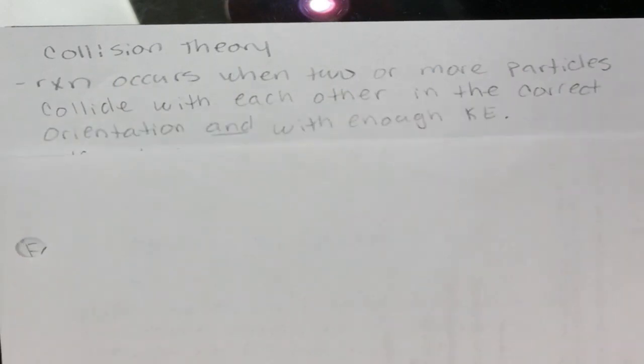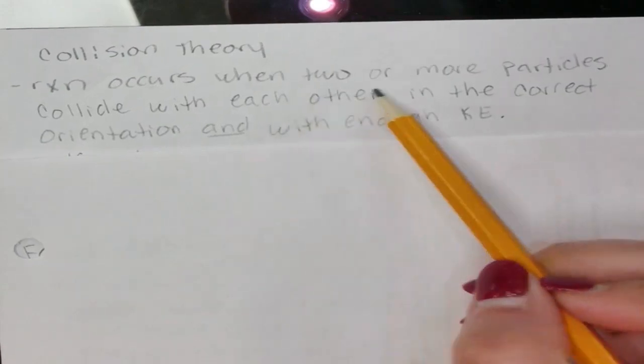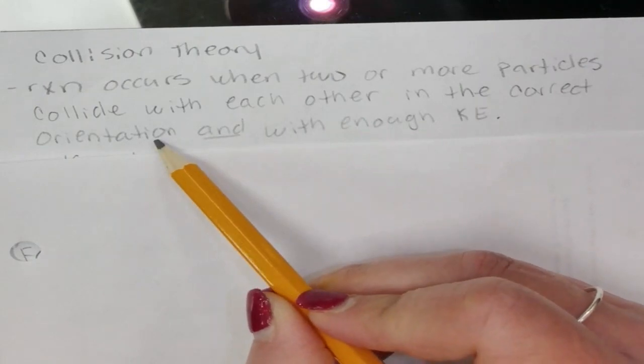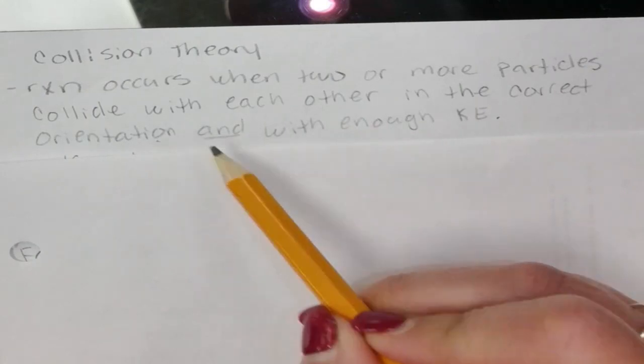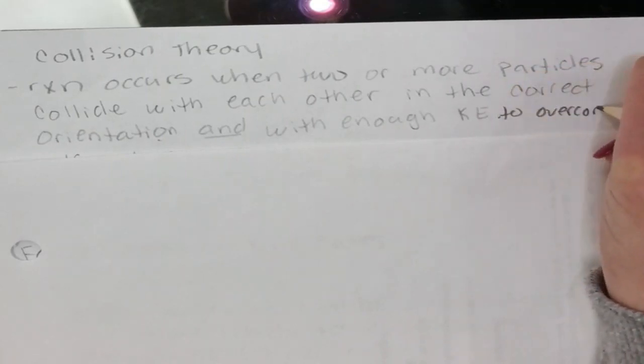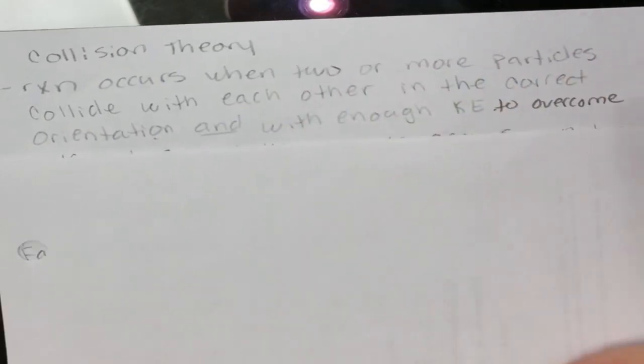Okay, so today's lesson is going to be on the collision theory, and the collision theory is a theory that helps to explain why chemical reactions occur and how they are able to happen. The collision theory states that a reaction occurs when two things happen. Two or more particles must collide, and they must collide in the correct orientation, but they also must collide with enough kinetic energy to overcome activation energy.